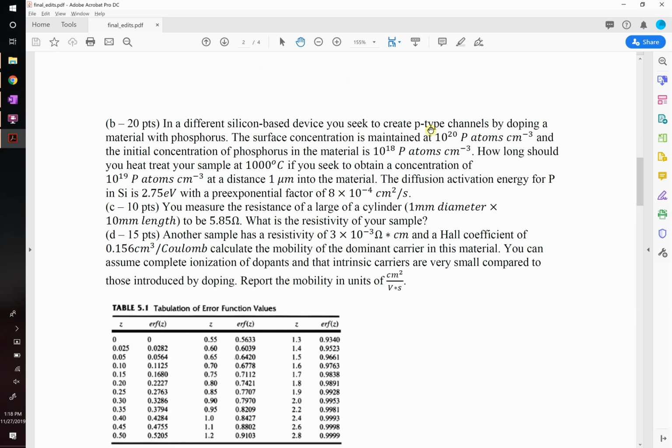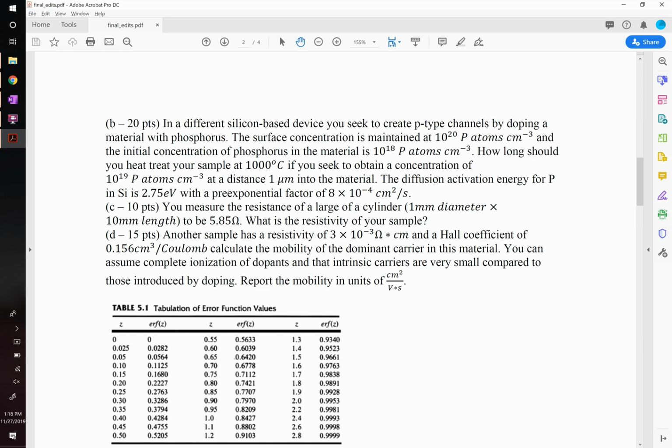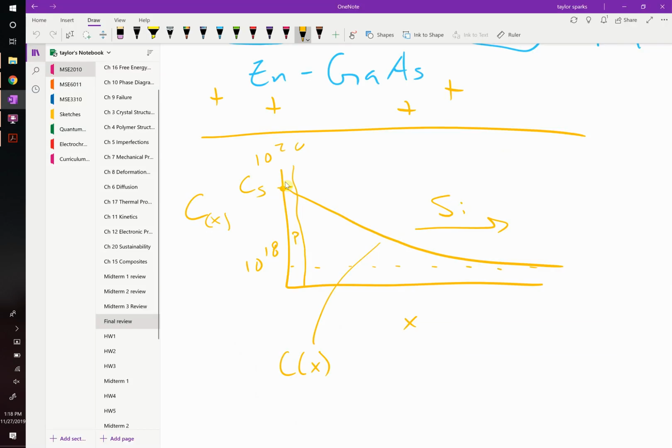It gives us a value at the surface. It says the initial concentration of phosphorus in the material is 10 to the 18th. So we know that right here, it's 10 to the 20th. Deep within the material somewhere, it's at 10 to the 18th, like it was already doped with phosphorus to 10 to the 18th. It's just more at the surface, 2 orders of magnitude, 100 times more. It says, how long should you treat your sample at some temperature if you seek to obtain a concentration of 10 to the 19, 1 micron into the material? So at some position in your material, 1 micron, we want to make sure at that point that we reach 10 to the 19th.